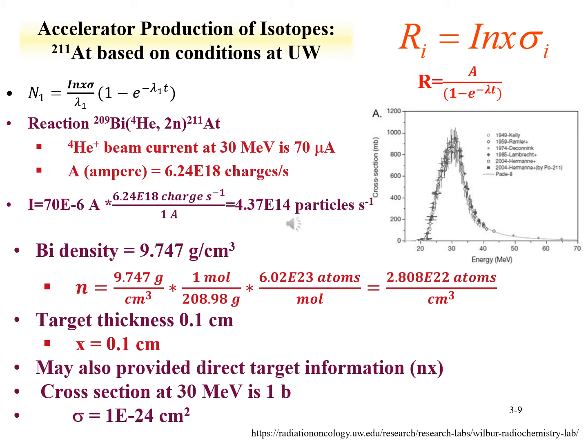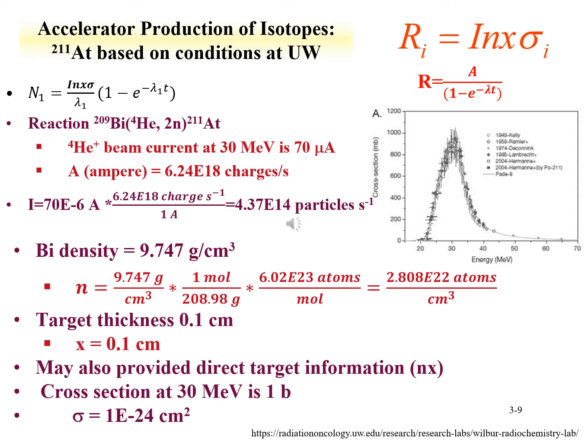For the number of atoms per centimeter cubed, the target is metallic bismuth. Assuming 100% density of your target, use the density of bismuth, which is shown here to be 9.7 grams per centimeter cubed. Convert that to atoms using the atomic mass of bismuth and Avogadro's number. You get 2.808 times 10 to the 22nd bismuth atoms per centimeter cubed.